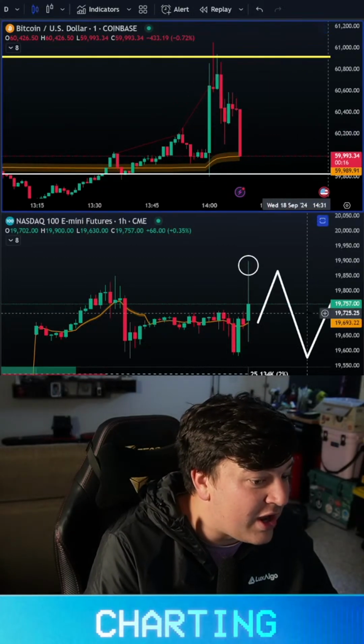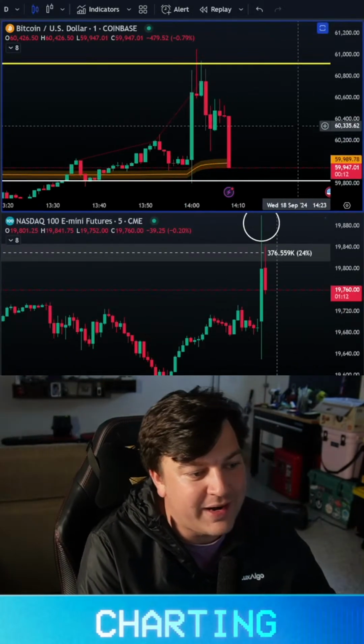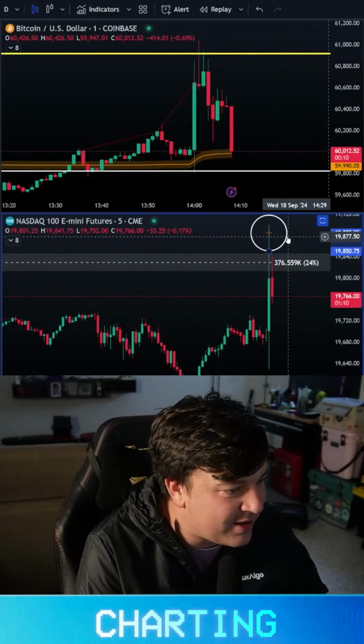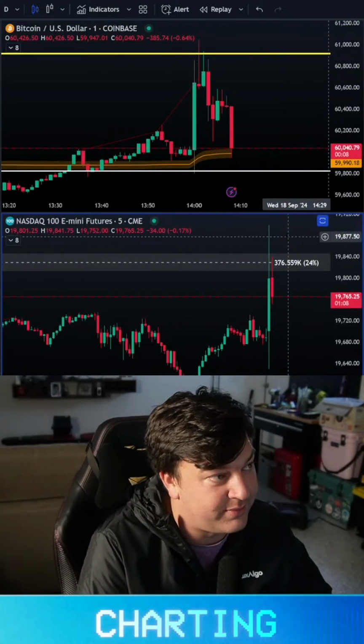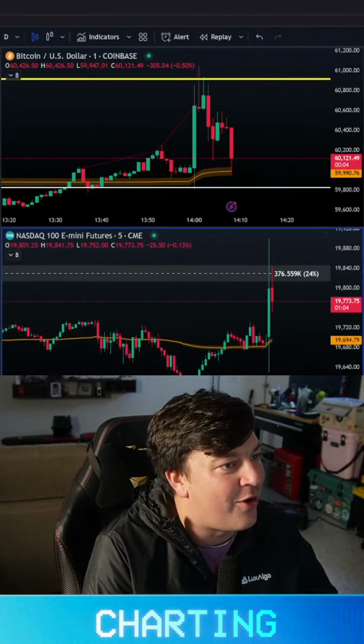And there you go. You always fade the first move, my friends. And Bitcoin already back down to VWAP. We just said it here about 5 minutes ago. I don't know what you're doing, but hopefully 50 is good for Bitcoin. Again, guys, we're at all-time highs.